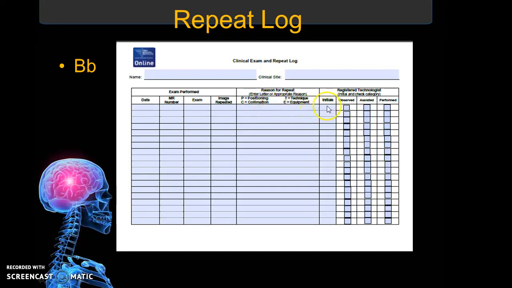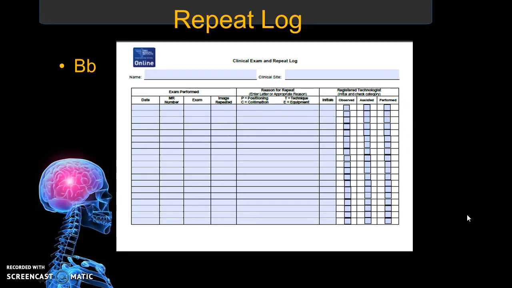The initials of the radiologic technologist who is working with you. Remember, it's direct supervision if you have to repeat an exam. So, for that technologist, did the technologist observe you repeating it? Did they assist you with that repeat? Or did the technologist have to come in and perform the repeated exam? That's how that is filled out.